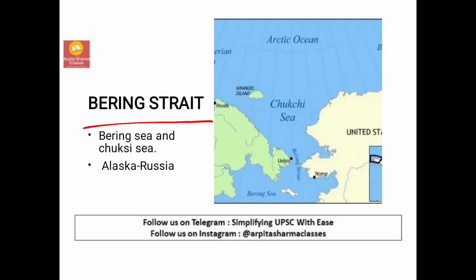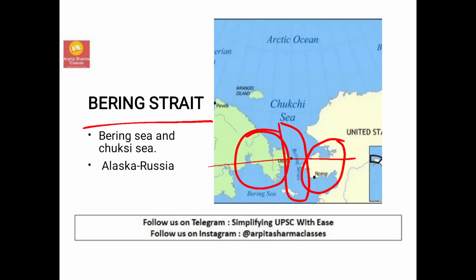What is the Bering Strait? I asked you one question in the beginning of this lecture: which strait is nearest to the international dateline? The international dateline passes through the Bering Strait. So it is the Bering Strait that is nearest to the international dateline. It is present between the United States and Russia. Alaska is a state of the United States and is present here, and here Russia is present. Between these two there is the Bering Strait.